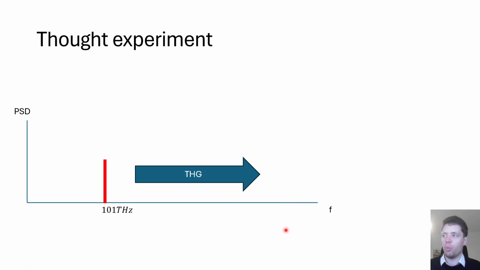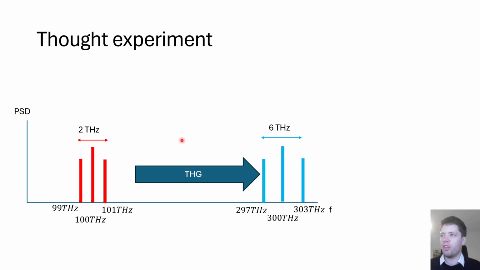And similarly, if we launch in one that is at 101 terahertz, it's going to create a line over here at 303 terahertz. So the point is that if we start out with this, let's call it the initial spacing of 2 terahertz here, we're going to create a total spacing in the end of 6 terahertz as all of these frequencies get tripled individually.